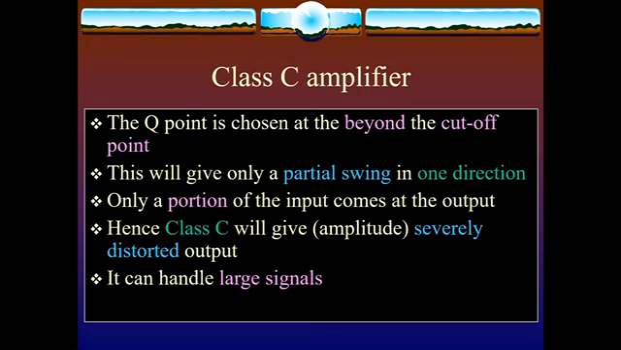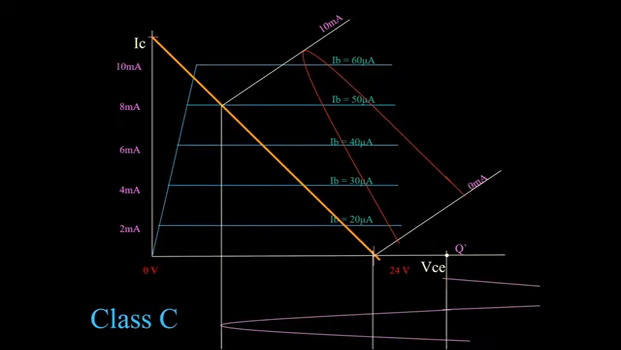The difference between class B and class C is where the Q point is located: at the cutoff in the case of class B, whereas in class C it is located beyond the cutoff region. So you won't get a full swing, only a partial swing. It can handle very large signals. It conducts for less than 180 degrees. You will never get exactly 180 degrees. This is the input-output waveform, with the Q point located beyond the cutoff, and you can see that the red portion is partially conducting.